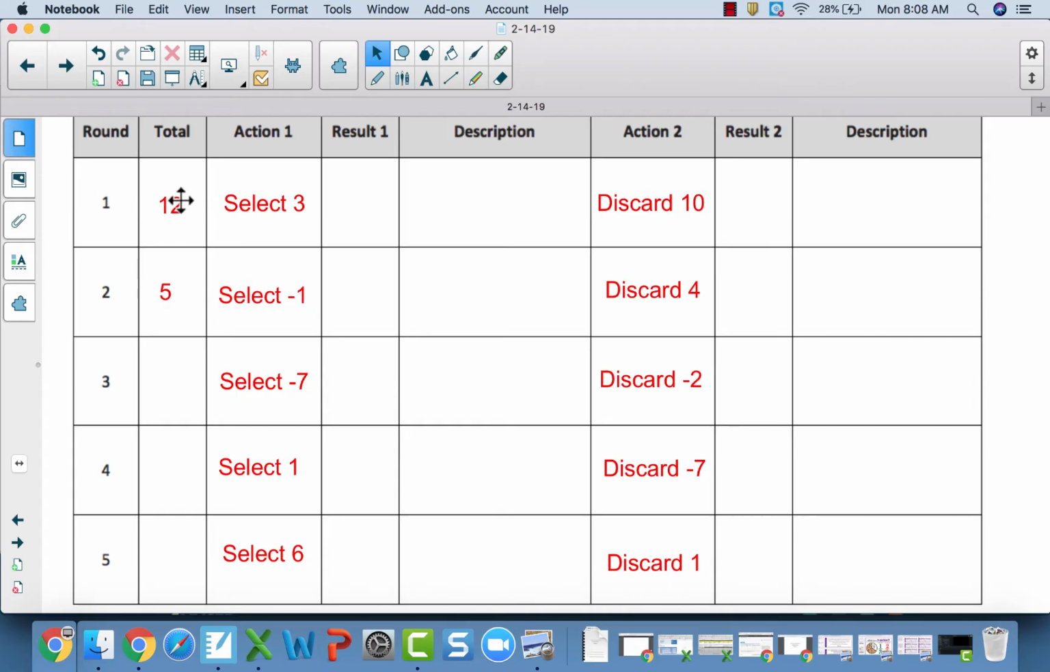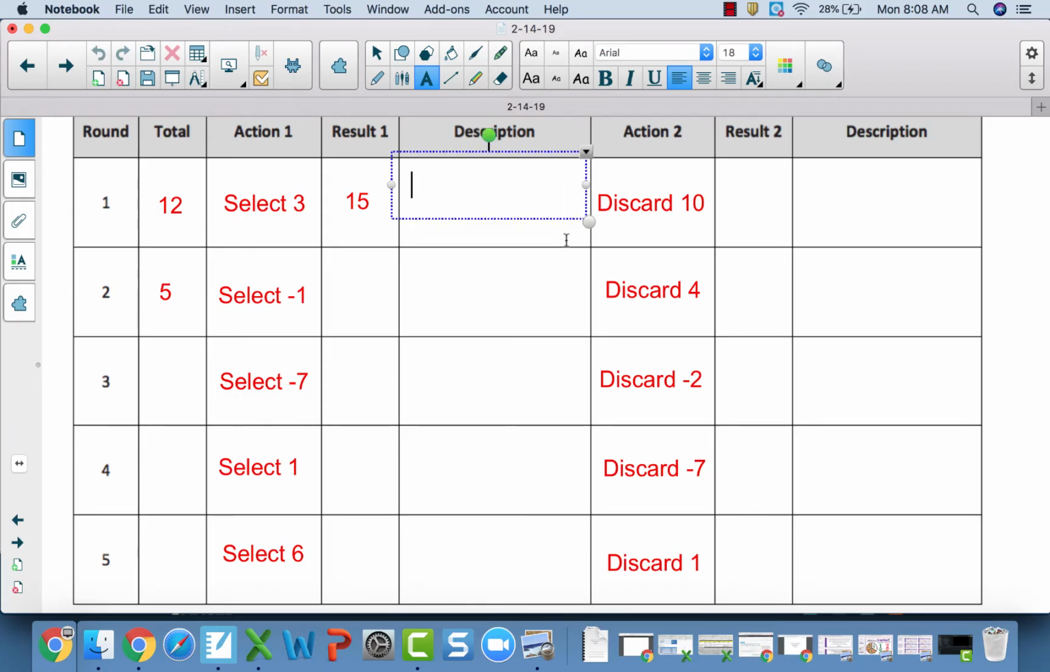So round 1, say we start and we have a total of 12 in our hand currently. Then we select 3. Our result, or where we're currently at, is 15, because 12 plus 3 is 15. Now, our score, or our total, increased by 3. So in this description column, you're going to write what happened to your score or your total. Did it increase? Did it decrease? Okay, and by how much?